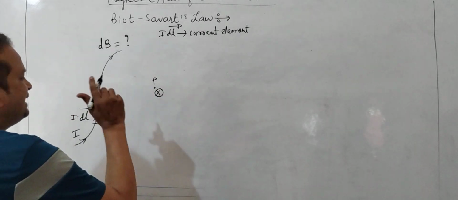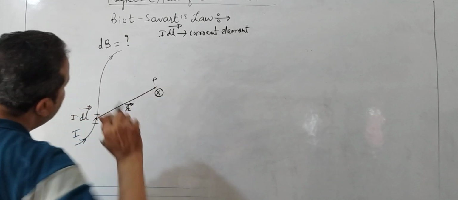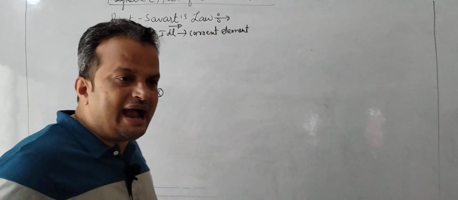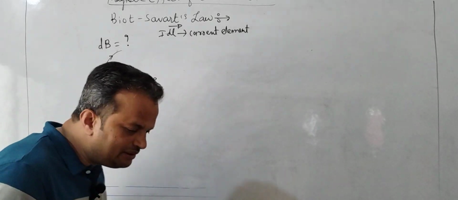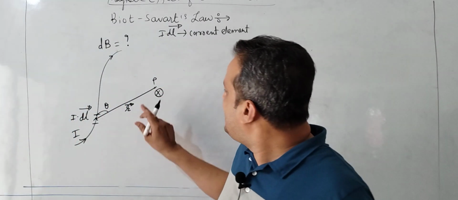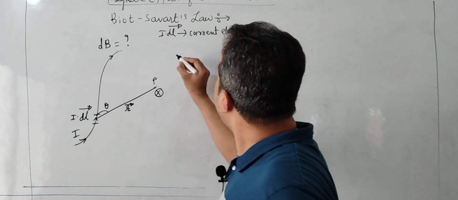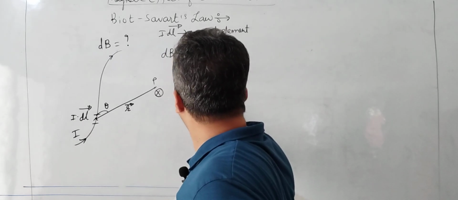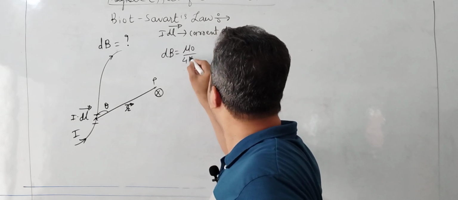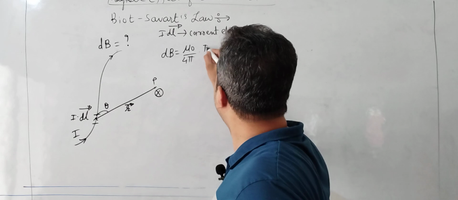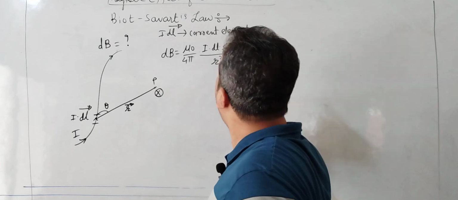Let's say this point is at a distance r. This is the angle theta. Theta is the angle between the current element dl and this vector r. Then Biot-Savart says that dB can be given as mu 0 upon 4 pi, I dl sin theta upon r square.